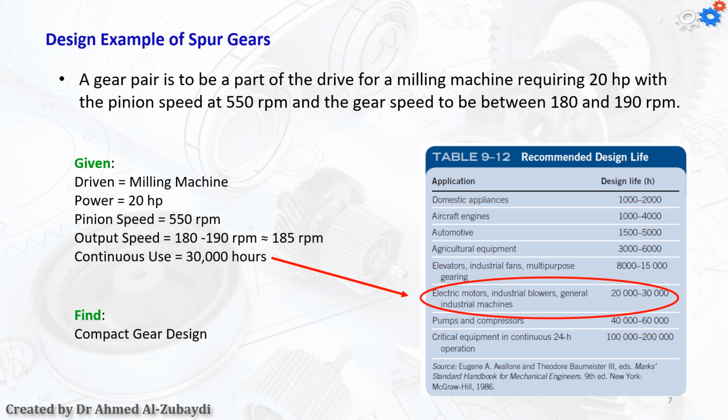What we need to find is the compact gear design. I would like you to try to have an attempt at that, following the steps that have been given to you in this video. Then we are going to check the solution step by step in the classroom. And at the same time, we will try to build an Excel sheet for the solution.